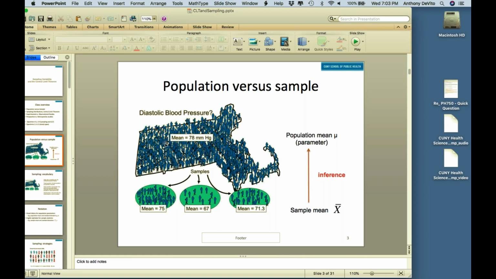So these random selections of people from a population, the reason why we do that is because it's the only practical way for us to determine what the average blood pressure is for the entire population. Okay, because we can't afford to sample everybody in that population. So the idea here is that we're making an inference.